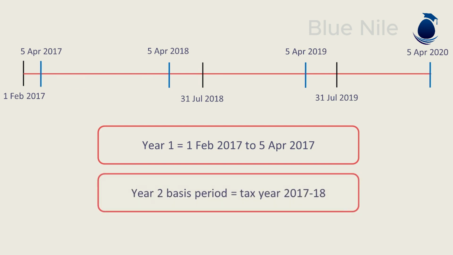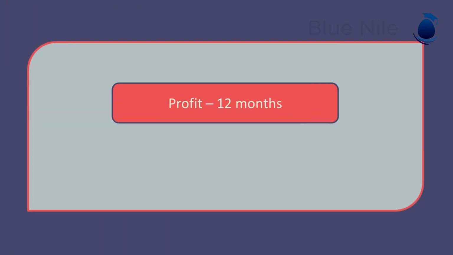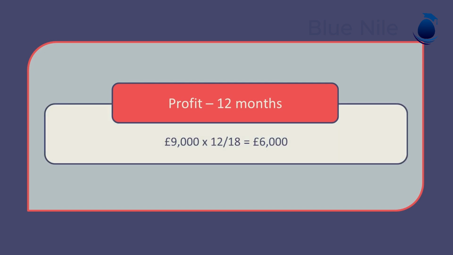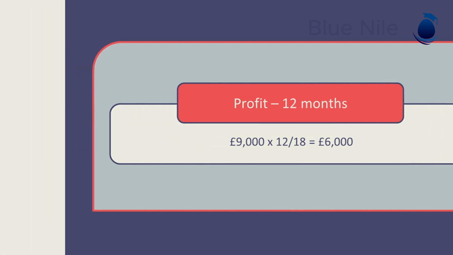We know that the basis period is the tax year itself, the 6th of April to the 5th of April. What we want to do is calculate a profit for this 12-month period. To do this we take 12/18ths of the £9,000 profit for the 18 months to July 2018.